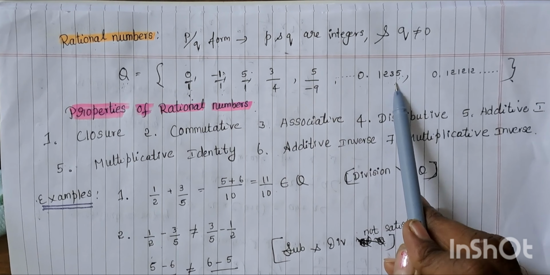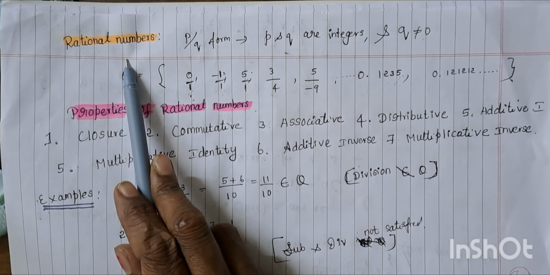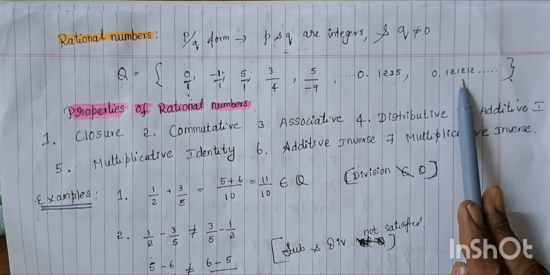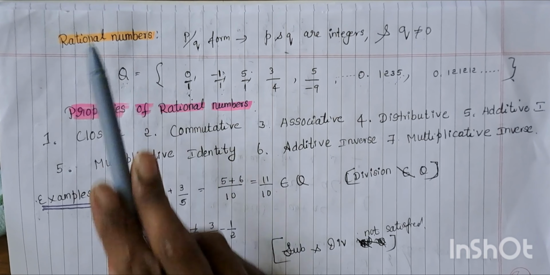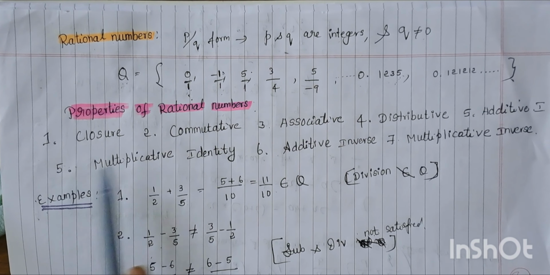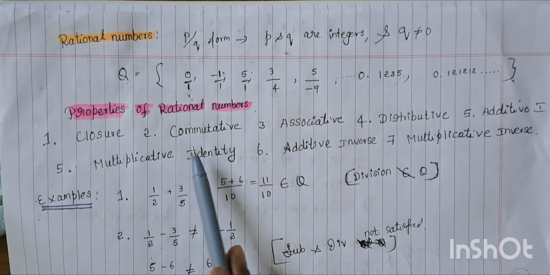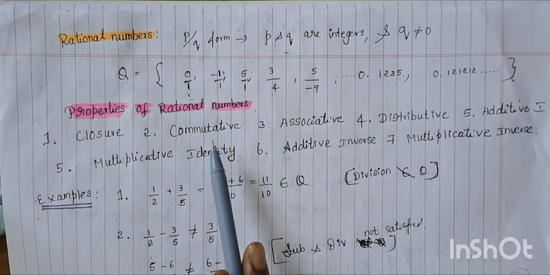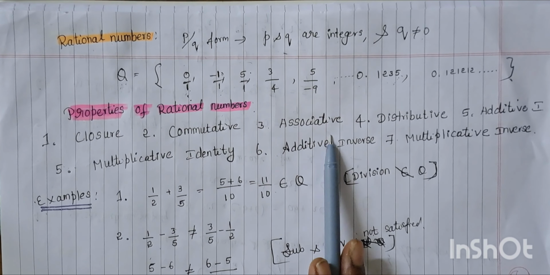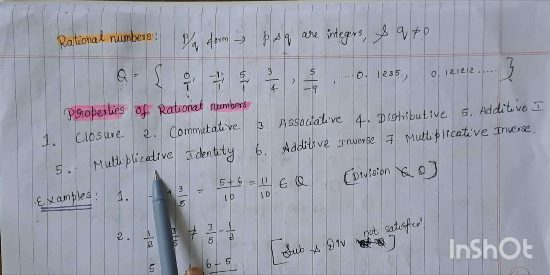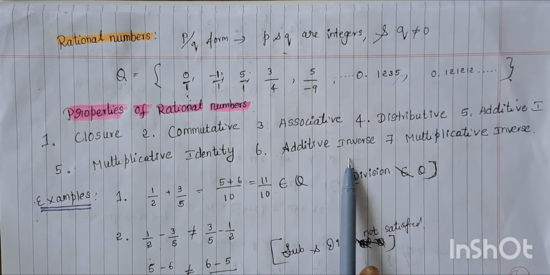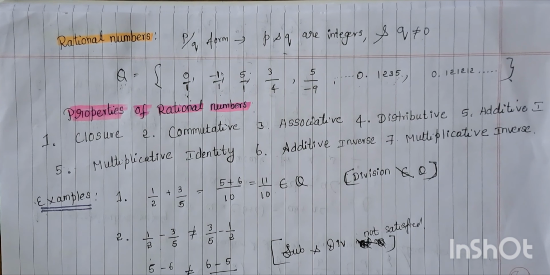0.1235 is a terminating decimal, that is also a rational. 0.121212 is a repeating decimal, so that is also a rational. Properties are the same as in the previous one: closure, commutative, associative, distributive, additive identity, multiplicative identity, additive inverse, multiplicative inverse.